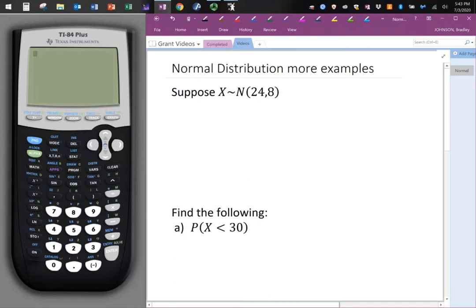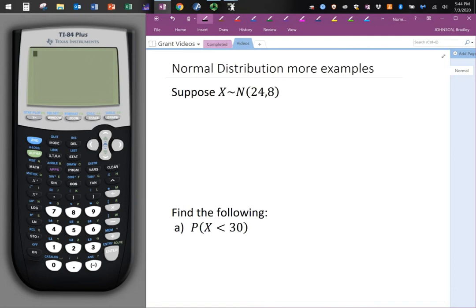Hello, my name is Professor Johnson, and today I will demonstrate the normal distribution, and we'll do some examples on our calculator. So here, suppose x is distributed normally 24, 8. The 24 represents the mu, and the 8 represents your sigma. Now, mu really is your mean, and sigma is really your standard deviation.